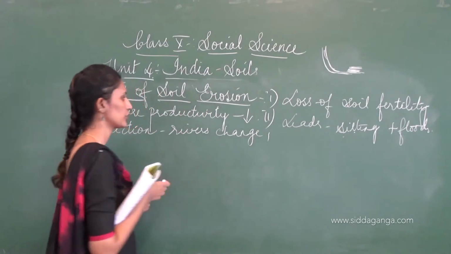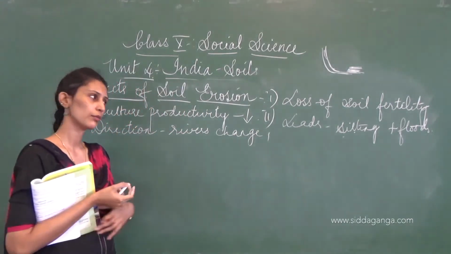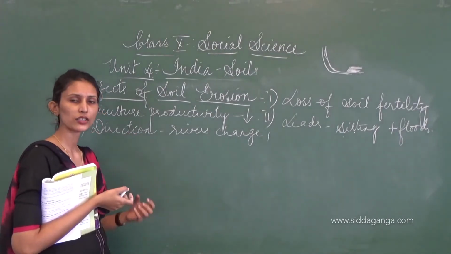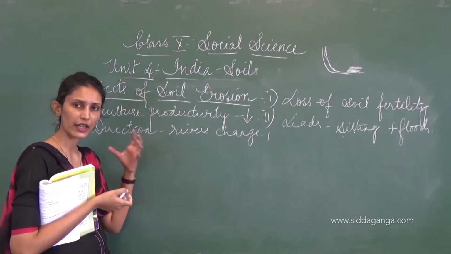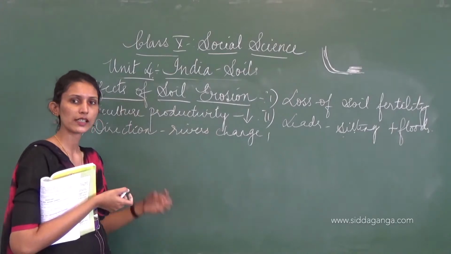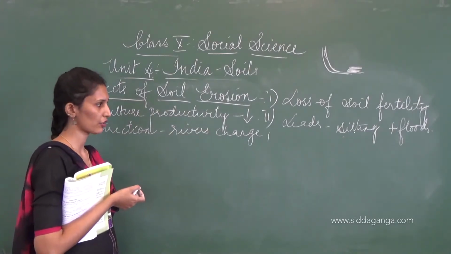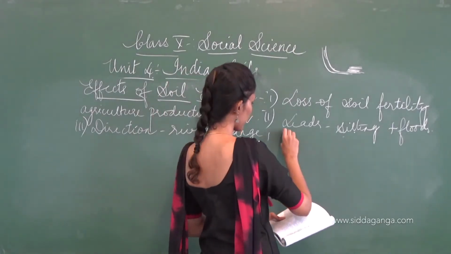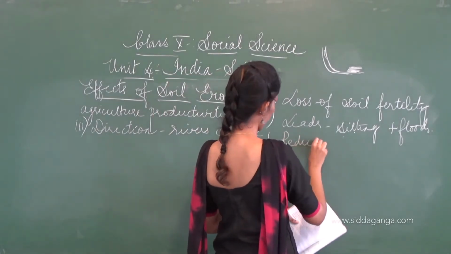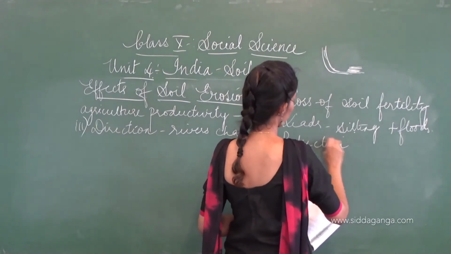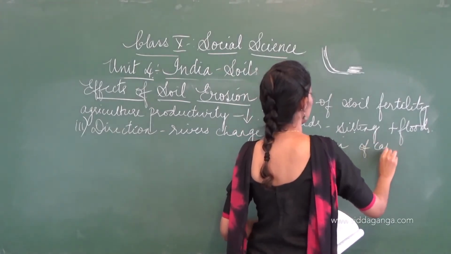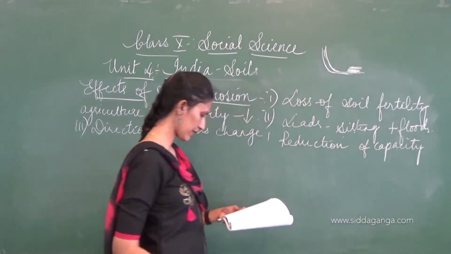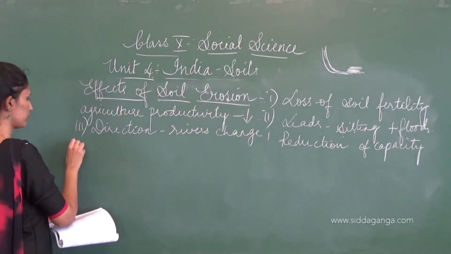The direction of the rivers changes because of the weight that the soil carries, and because of the formation of silt, it will have to change its direction to move on and join with the water bodies. Next, reduction of capacity of the reservoirs.